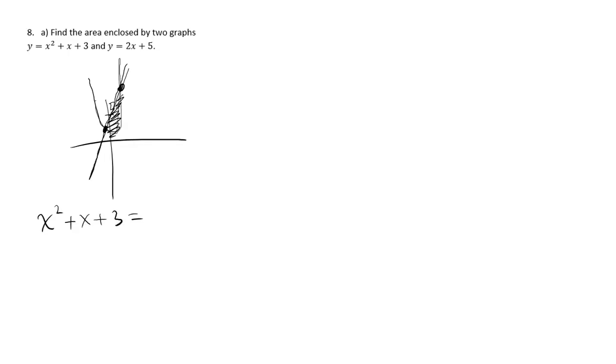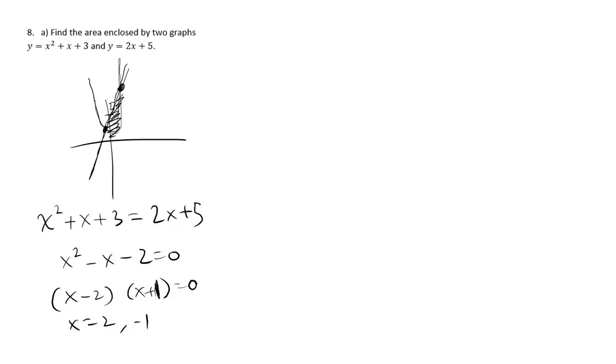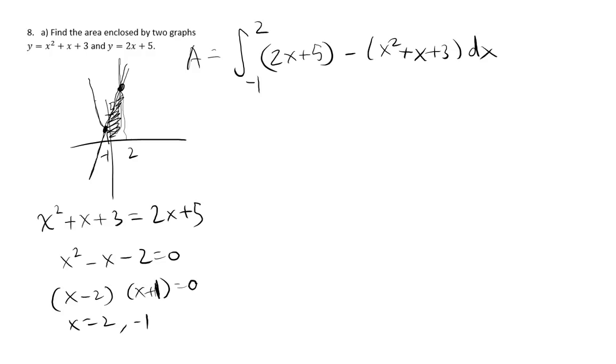How do you find out where they meet? Well, you set them equal to each other, which gives you x squared minus x minus 2 equal to 0, x minus 2 times x plus 1 equal to 0, so you have x equals 2 and negative 1. So this would be negative 1 and this would be 2. Therefore, the area would be the integral from negative 1 to 2 of top minus bottom. Since the line is above the parabola in the shaded region, you should do 2x plus 5 minus x squared plus x plus 3 dx.